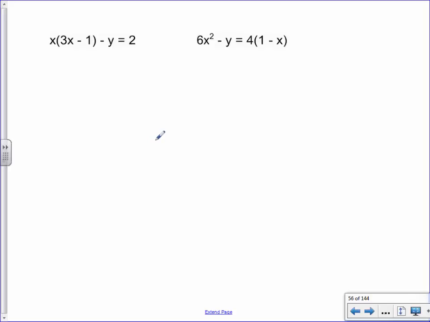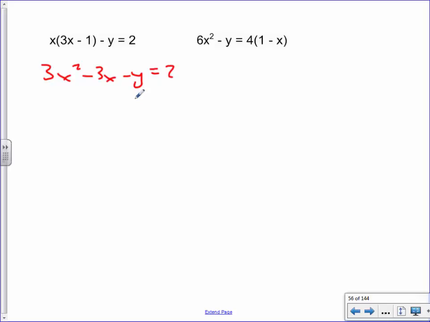Okay, first suggestion then. We're kind of combining a whole bunch of skills that I've shown you over the last little while together. This is kind of ugly. It's like untying the rope a little bit. Let's factor, or not factor, let's FOIL. Let's get rid of the ugliness. So make this 3x squared minus 3x minus y equals 2.